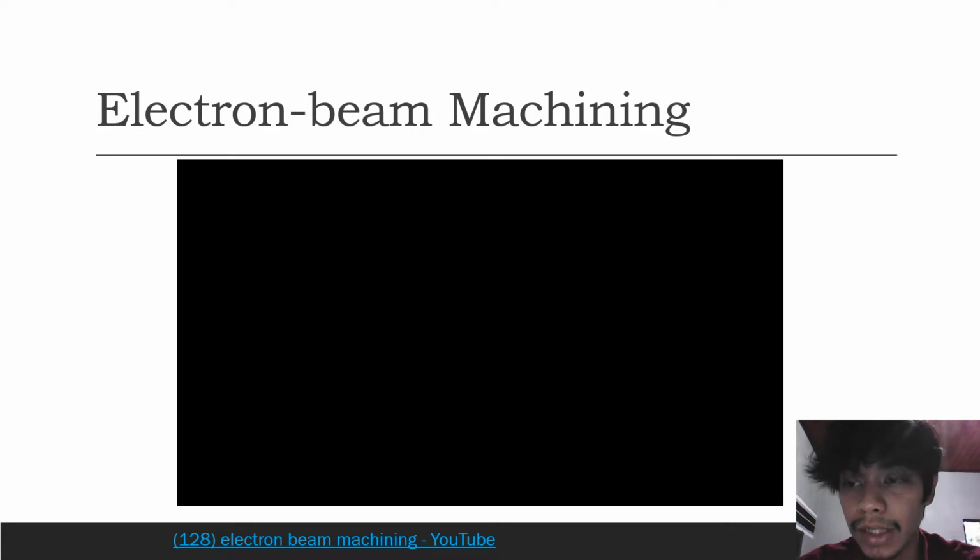Electron beam machining. The energy source in electron beam machining, or for short EBM, is high velocity electrons, which strike the workpiece surface and generate heat. Applications of this process are similar to those of laser beam machining, except that EBM requires a vacuum. Consequently, it is used much less than laser beam machining.